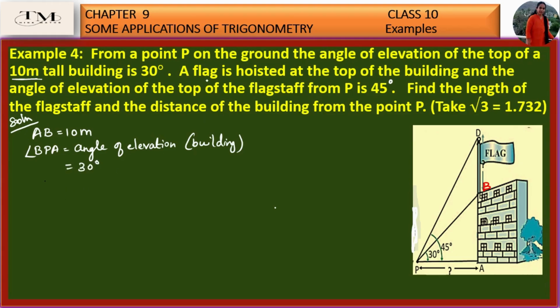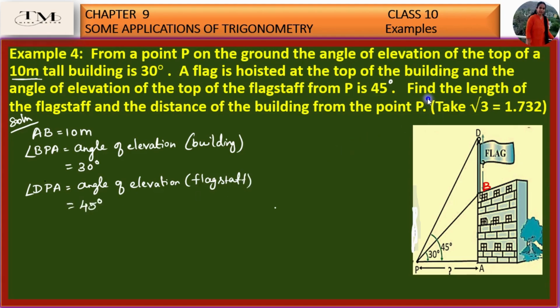Next, a flag is hoisted at the top of the building and the angle of elevation of the top of the flagstaff. For the flagstaff, the angle of elevation with the horizontal line is 45 degree. That is angle DPA is equal to 45 degree. Angle DPA is the angle of elevation for the flagstaff, and it is given as 45 degree.